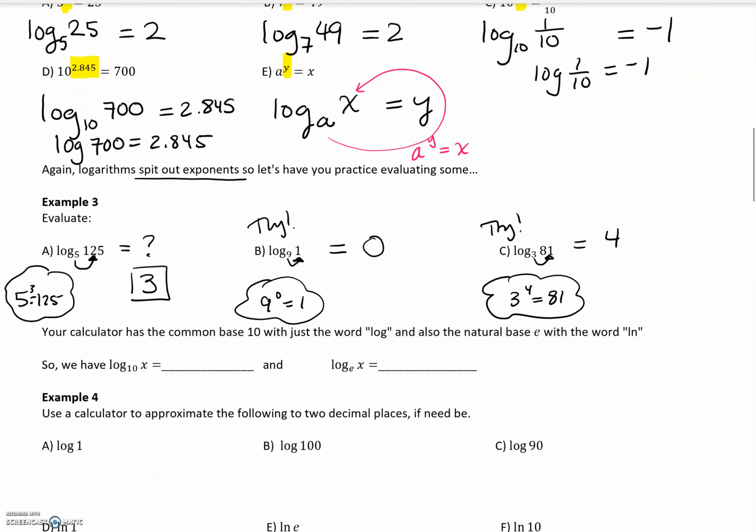Your calculator has the common base 10 with just the word log, and also the natural base e with the word ln involved. So whenever we see log base 10 of x, like I said before, you just want to think of that as log x with no 10 involved. And whenever we have log base e of x, we never really write it like that. We just write it as ln of x. So the minute you see ln of x, you're thinking in your head, oh, that's a logarithm with just base e. So in the next video, we're going to go ahead and use the calculator to either approximate or find exactly what the values are in example 4.